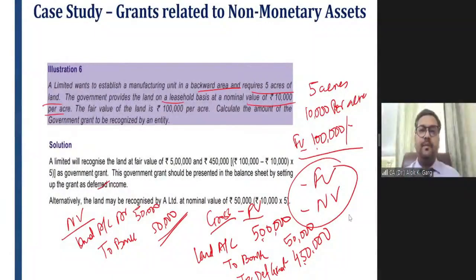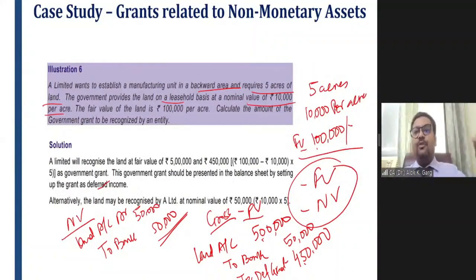So we have discussed the accounting of non-monetary government grants. We have also discussed the accounting of grants related to assets. If the government is giving money to the company, the grant has to be shown as a value, like in my example, 20 lakh. So 20 lakh has to be shown as a deferred government grant on the liability side, and it has to be amortized over the useful life of the asset in the P&L on a systematic basis.